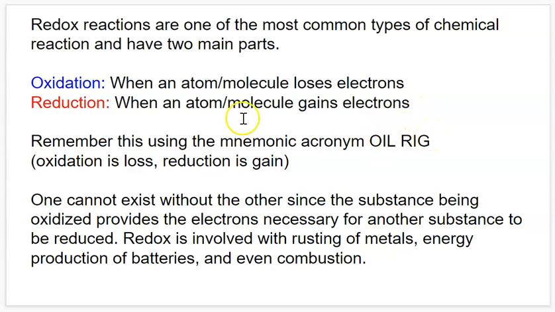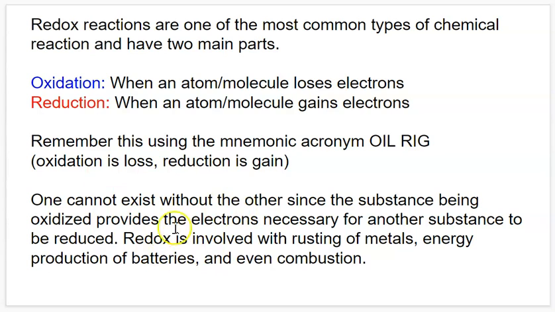So the reason they're called redox reactions, a combination of these two words, is that one of these can't exist without the other. Both of these processes occur in tandem with each other. Because when something's oxidized, when it loses electrons, those electrons have to go somewhere. So that means something else is going to gain those electrons. Oxidation is the start of the process, and reduction is the end of the process. One atom or molecule loses electrons so that another one can gain them.